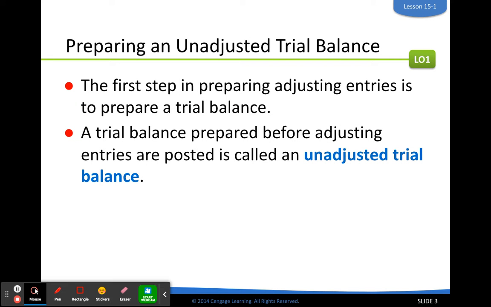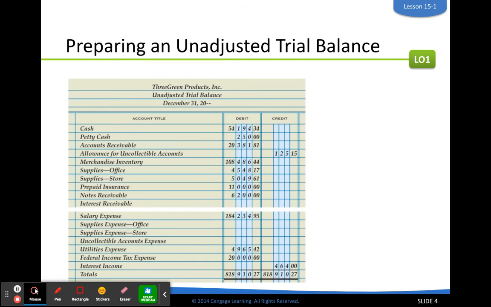So the first step in preparing adjusting entries is you need to prepare a trial balance. A trial balance is a list of every account that we have and the balance for every account. An unadjusted trial balance is the balances before we did our adjusting entries. So a trial balance before adjusting entries is called an unadjusted trial balance.